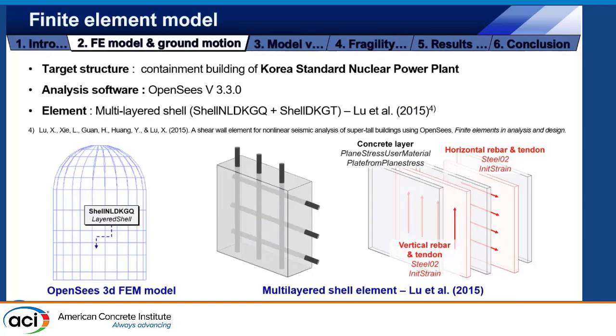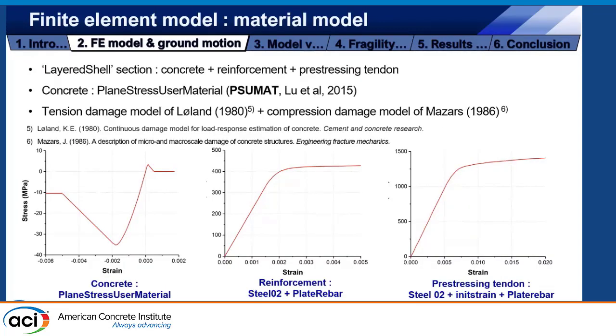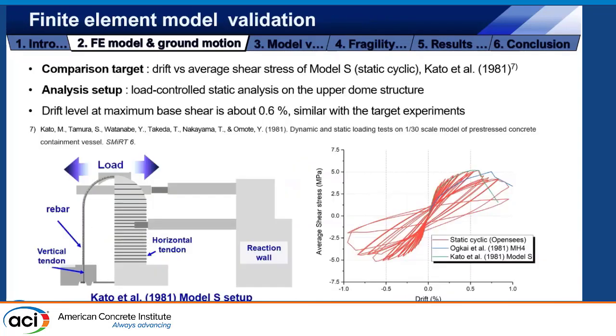The next chapter is about the finite element model and the ground motion. The target structure is the containment structure of a nuclear power plant typically used in Korea, and OpenSees version 3.3 is used for the analysis. For the configuration, we used the multi-layer shear element developed by Wu et al. in 2015. This element uses a lateral shear section composed of several layers for the concrete and reinforcement. For the concrete constitutive model, we used the plane stress user material developed by the same authors for the shear element. It is composed of the tension damage model of Rolland and the compression damage model of Mazars.